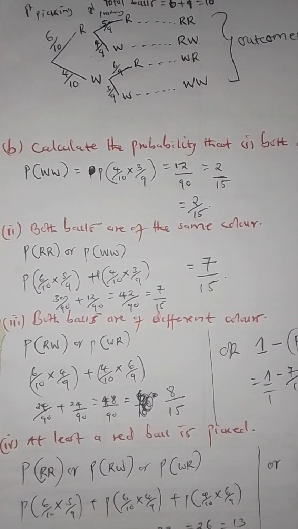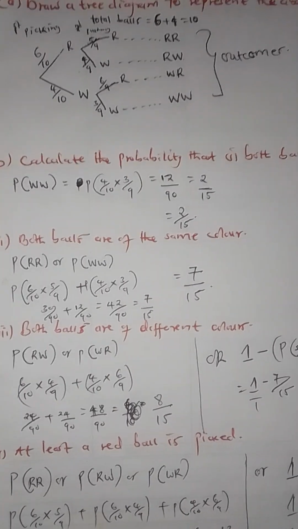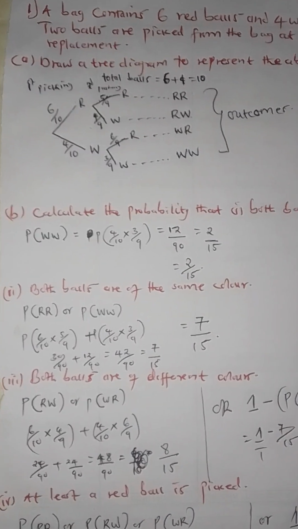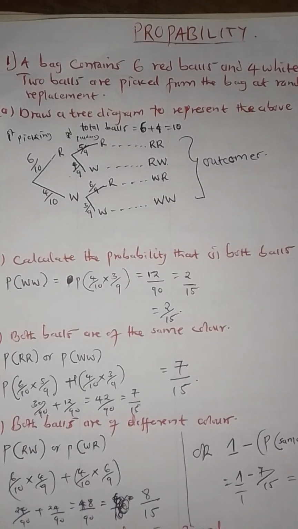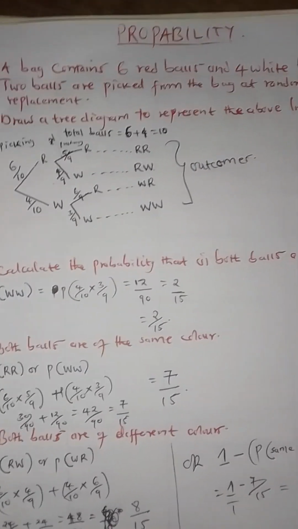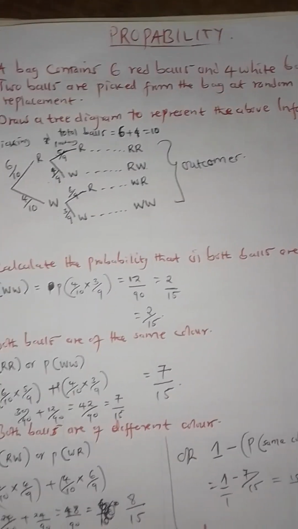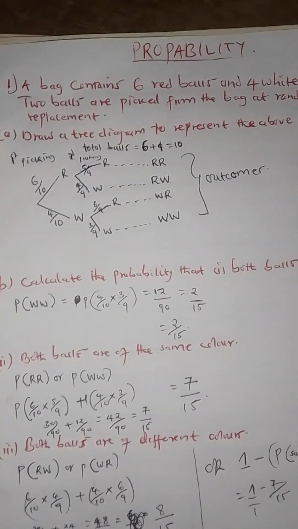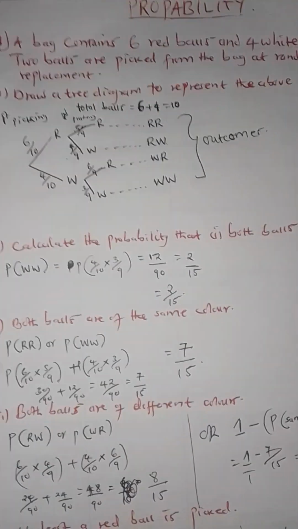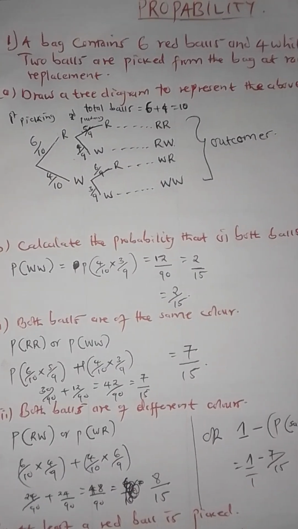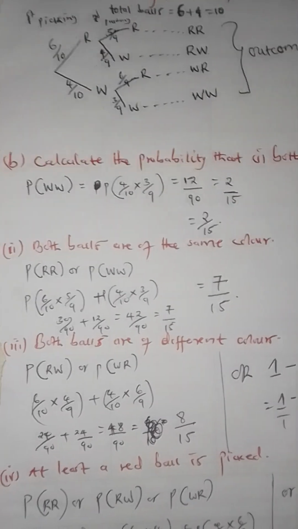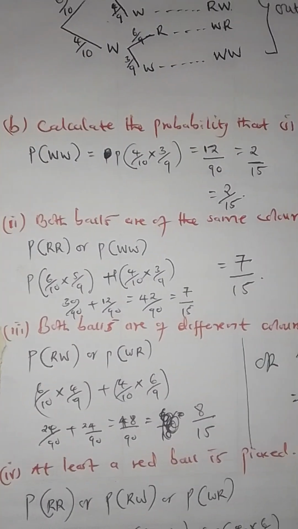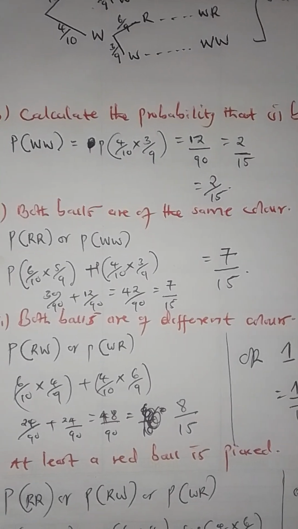The next question, both balls are of the same color, so we need to find the probability where the balls are of the same color. From the outcomes, we have only red red and white white. Those are the balls with the same color. So we need to find the probability of picking red red or the probability of picking white white. And "or" in probability means plus. Therefore, it is the probability of red red plus the probability of white white.